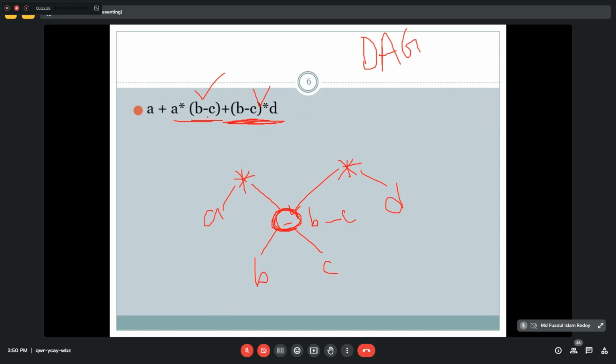So look at this. This one is done. Now there are two plus, so I need to perform the leftmost plus first. Is it? Yes, sir. So that is A. So this one actually, just a minute.